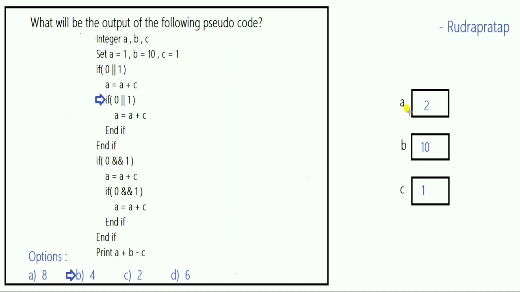After that we have an if condition which is the same as above. After that we have a equal to a plus c. Now we have value of a is 2, 2 plus 1 is 3. This 3 is assigned to the variable a.